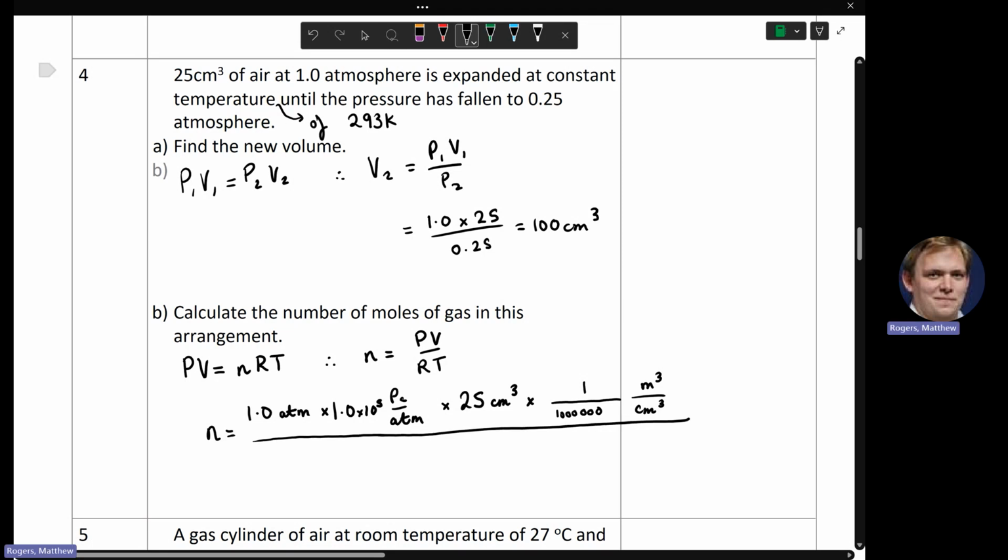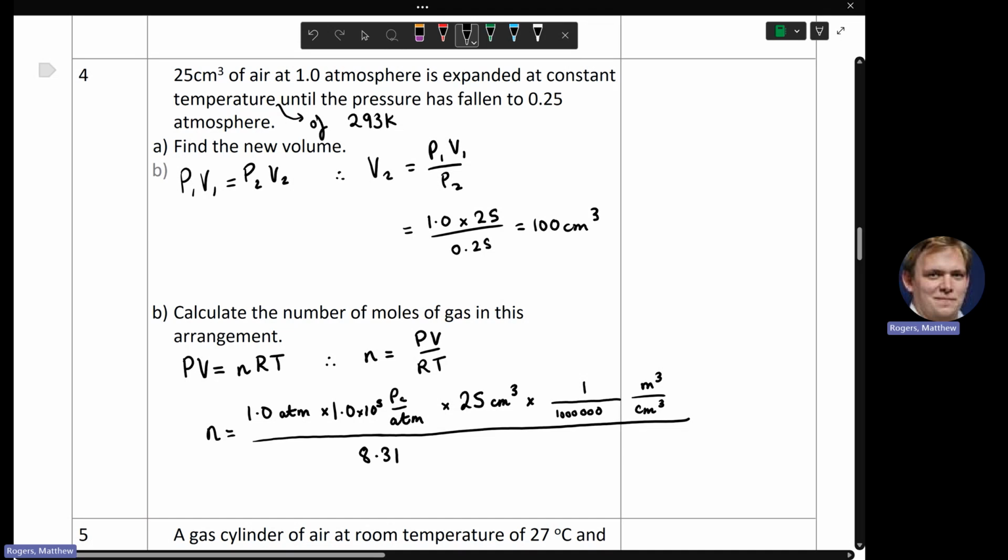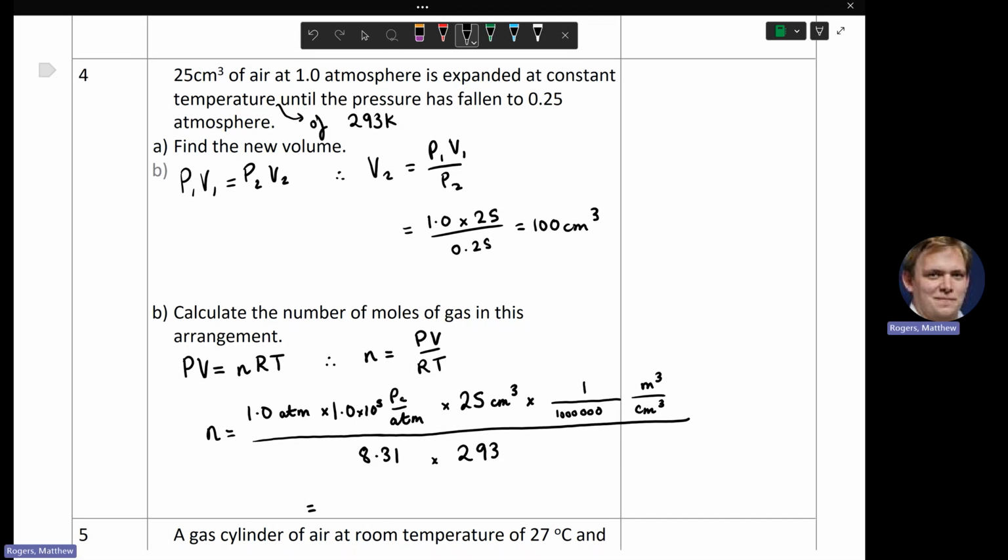The ideal gas constant is 8.31. I don't need to worry about the units of that, so I'm not going to write them down. But the temperature I do need to use, and I need to be in absolute units of temperature. I already am, so I'm going to multiply that by 293. So this is obviously a fairly long-winded way of writing out this calculation with the unit conversions in. You might choose to write it a bit in a better way than this.